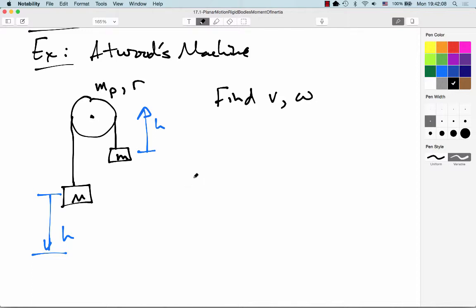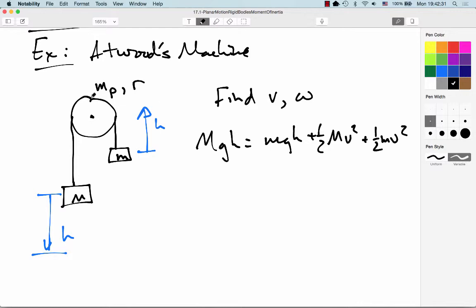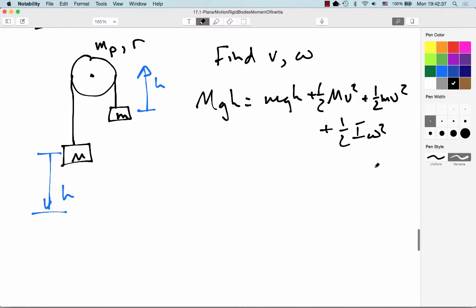All right, so we can go ahead and conserve energy here. So our energy losses are going to be just big Mgh, and our gains are going to be little mgh plus 1/2 big M v squared for the kinetic plus 1/2 little m v squared for the kinetic. But now we pick up a rotational kinetic energy term, 1/2 I omega squared.